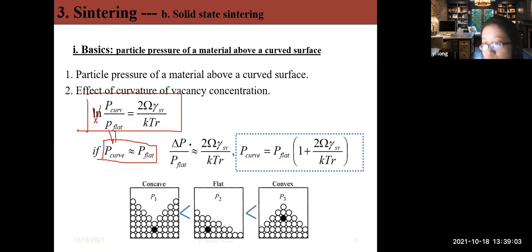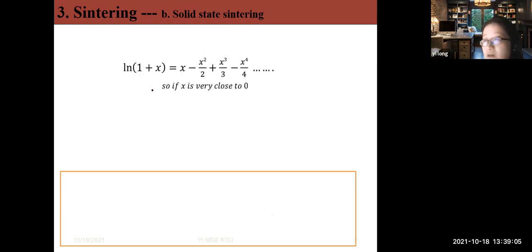How can we do so? We have to use this mathematical equation: ln(1 plus x) equals x minus x squared over 2, plus x cubed over 3, minus x to the power 4 over 4. This one is universal, so it doesn't matter what x is equal to, you can always use this equation. The thing is, if x is very close to 0, then we can have an approximation, which means the equation can be simplified.